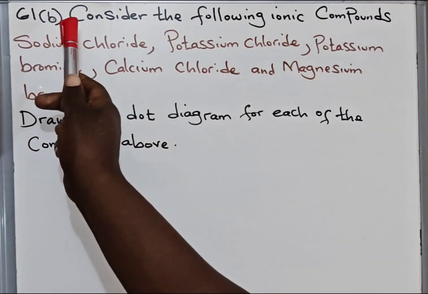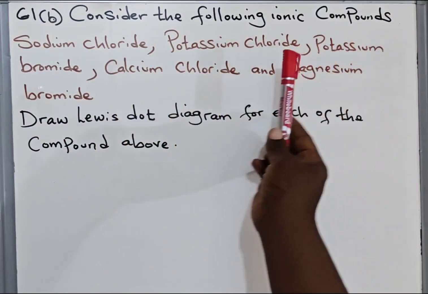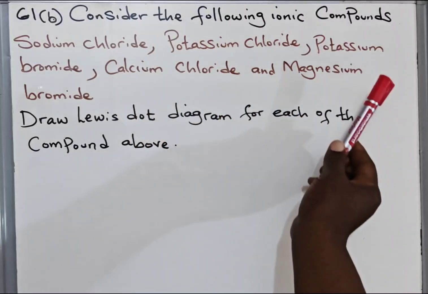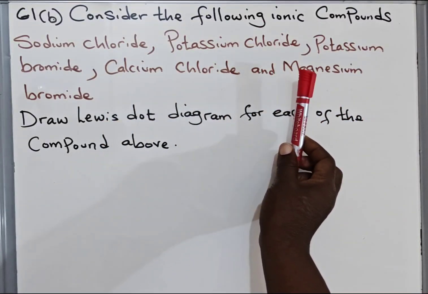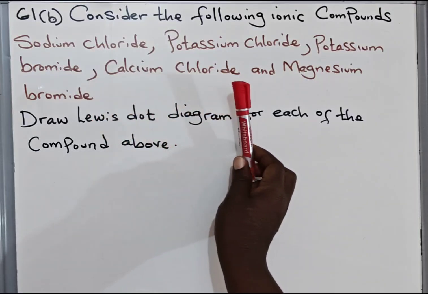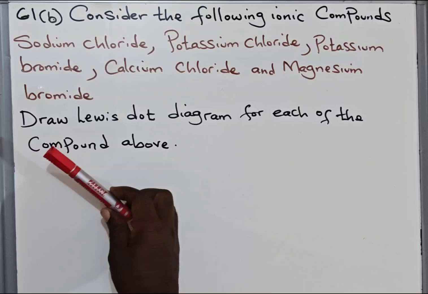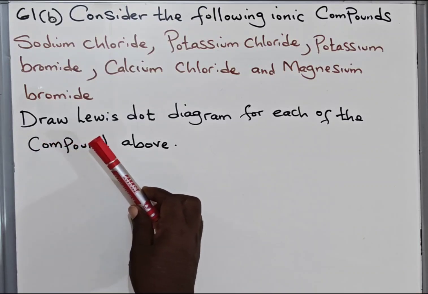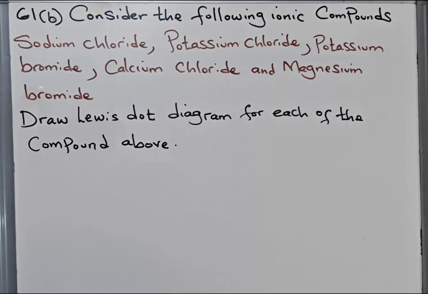Yes, we are having this question. It says, consider the following ionic compounds. These are the compounds we have: sodium chloride, potassium chloride, potassium bromide, calcium chloride, magnesium bromide. Yes, and we say draw Lewis dot diagram for each of the compounds above. Okay. Yes, the first one, let us look at sodium chloride.